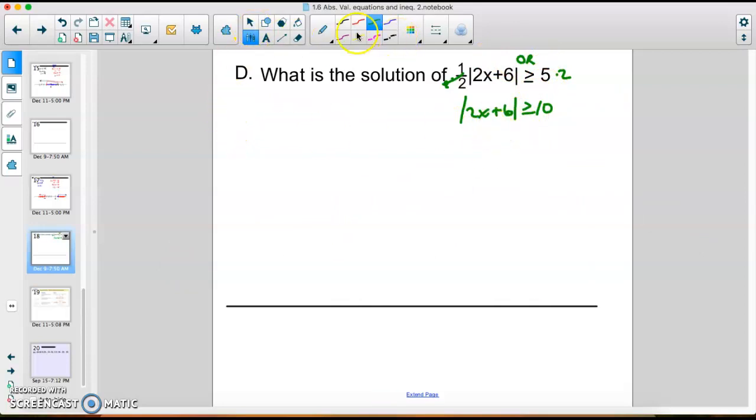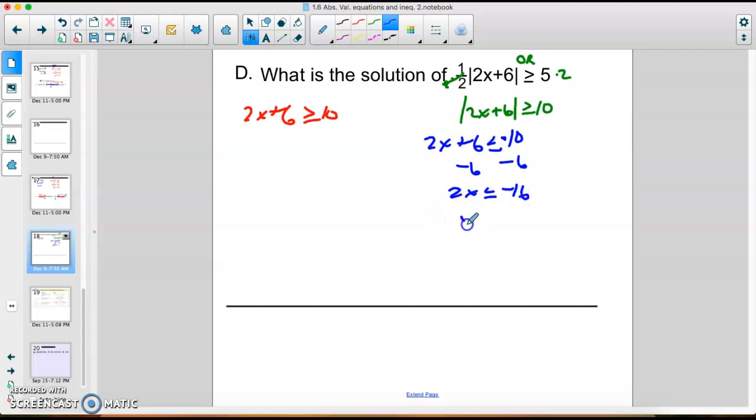Now we play our two different scenarios here. 2x plus 6 is greater than or equal to 10, and then the other one, 2x plus 6, we flip our sign around, less than or equal to 10, negative 10, I'm sorry. Okay, then the blue one here, we're going to subtract 6 from both sides. We get 2x is less than or equal to negative 16. We get x is less than or equal to negative 8.